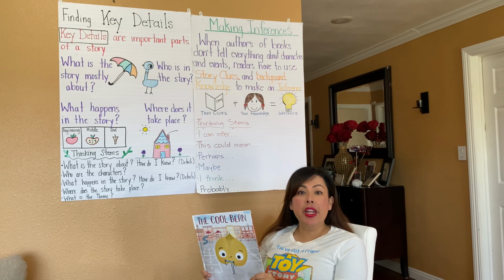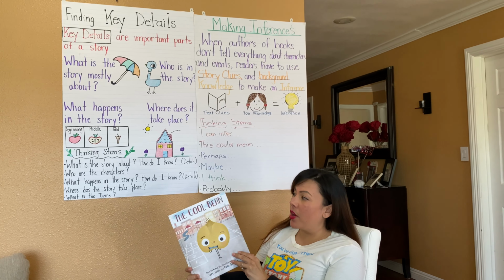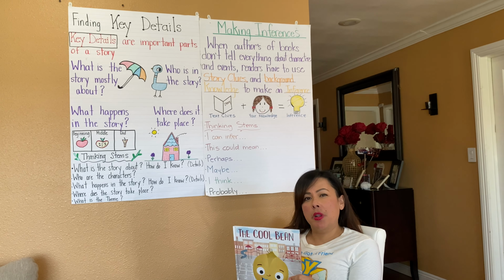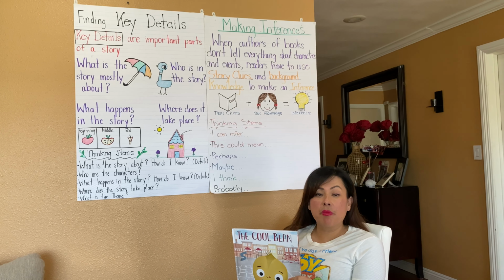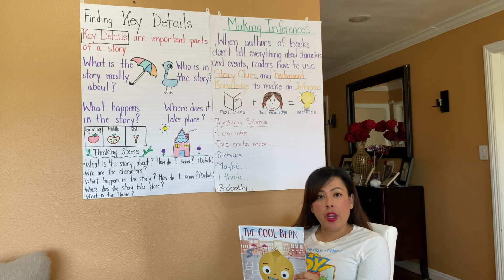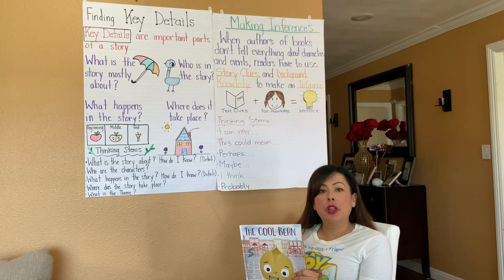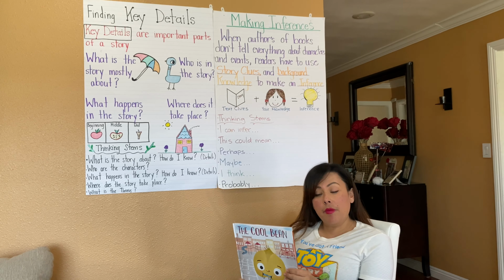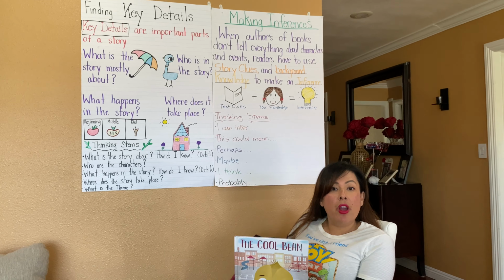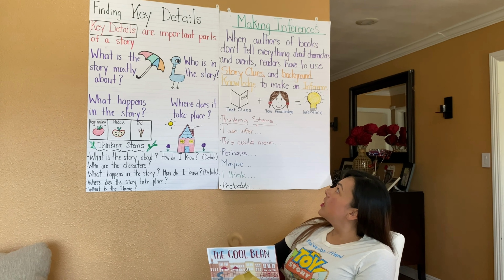Today we're going to be doing an interactive read aloud and we're going to be reading The Cool Bean. Before we start reading, I just want to go over the strategies that we've been using that good readers use when we listen to a story. Okay, because we're going to do turn and talk. So remember that you need to bring a friend so you can turn and talk with them, okay? So we're going to go over first making inferences.